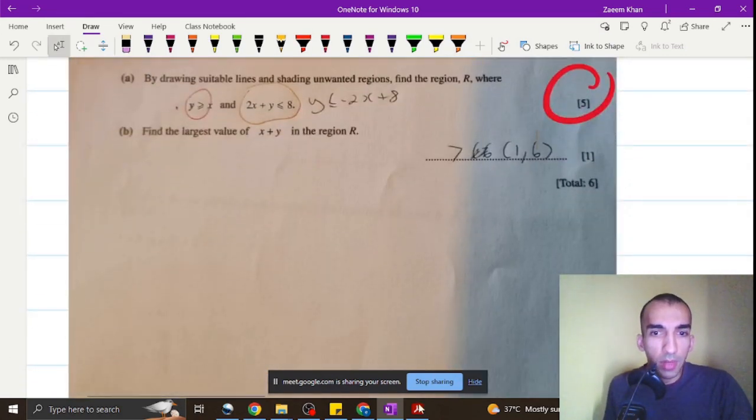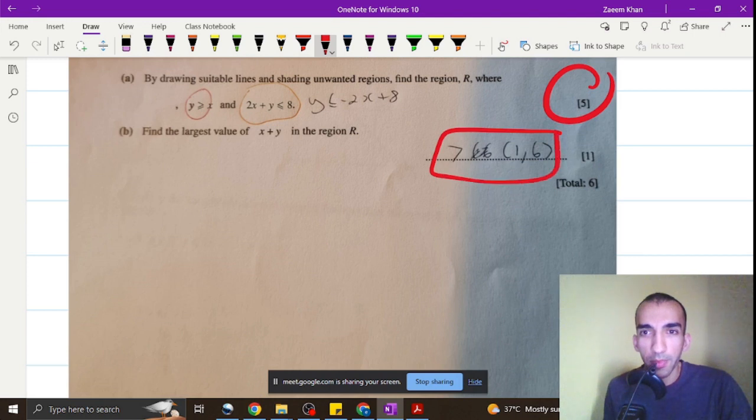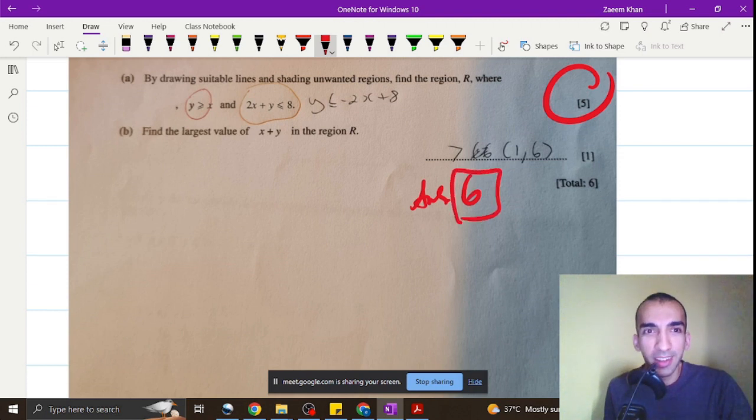Find the largest value of x plus y. Rida, what's going on over here? The answer is just 6. Oh, just 6. I didn't have to write which type it was asking for. Look, even if I add these two, you'll end up with 7. So that would not be correct, right?